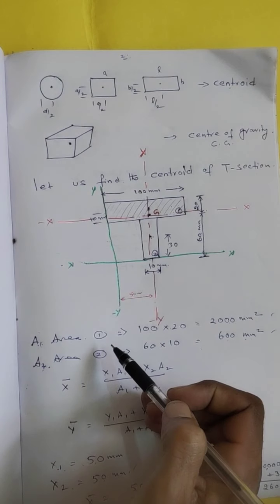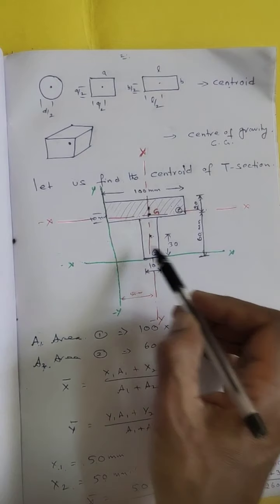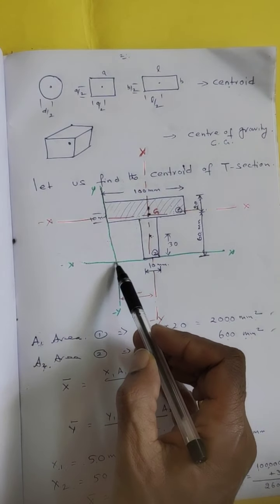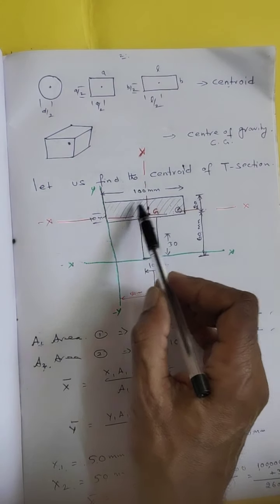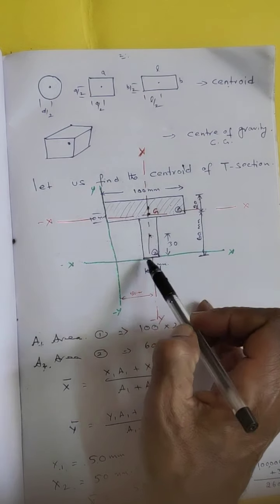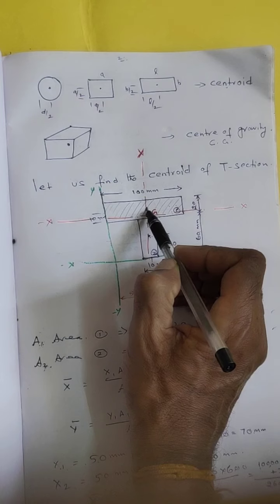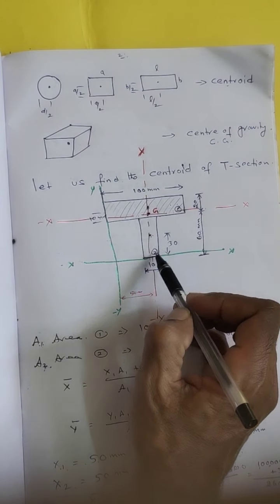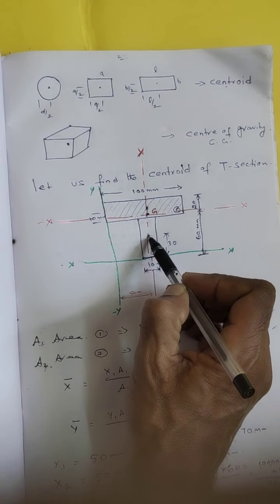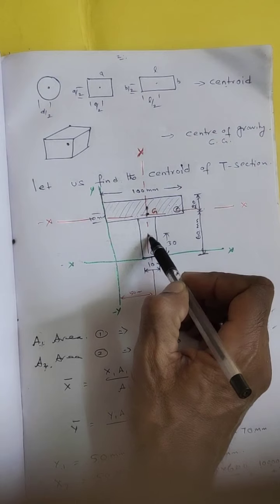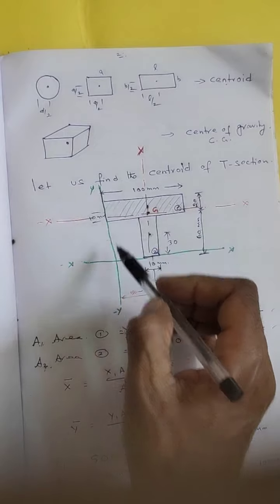First, we have to draw the reference axis. So this xx and yy is the reference axis, which is in green color. Then we have divided it into two sections. We are marking the center point of the first rectangle, which means its centroid, and the centroid of the second rectangle is marked over here. We have to find the centroid of the whole T section.